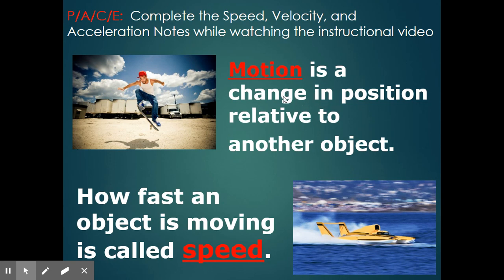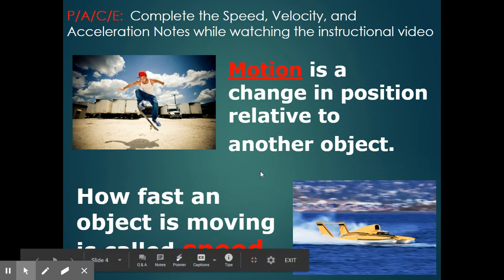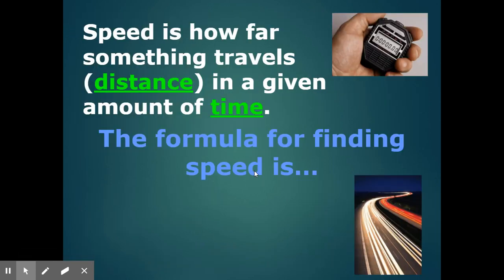Motion is a change in position relative to another object. How fast an object is moving is called speed. Speed is how far something travels, distance, in a given amount of time. The formula for finding speed is speed equals distance divided by time.